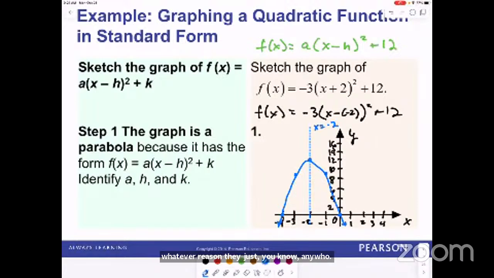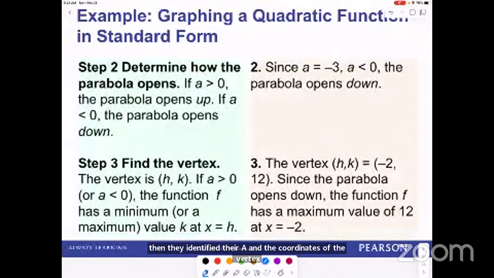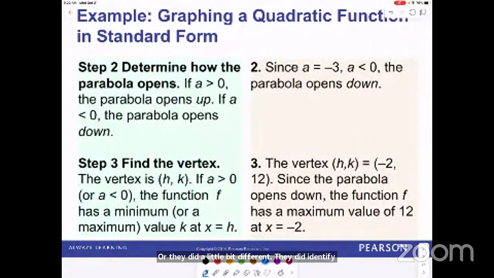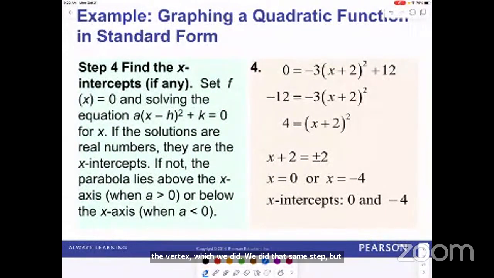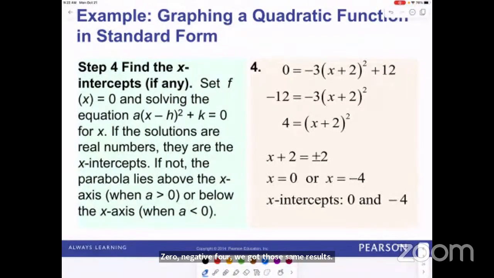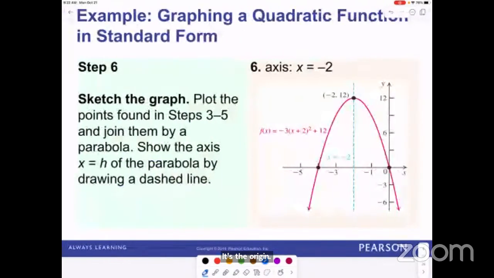Okay, so let's see the way the textbook approached this guy. Sketch the graph. They identified their a and the coordinates of the vertex, -1/2 and 2, -2 and 1/2. I think they pretty much did the same thing that we did. They did a little bit different. They did identify the vertex, which we did, but they went on to use the x and y intercepts. They used the x intercepts, so that means you set y to 0 and solve, which would have been fine, right? So you get the 0 and -4. We got those same results. Then they found the y intercept. It's the origin. We got the same image.